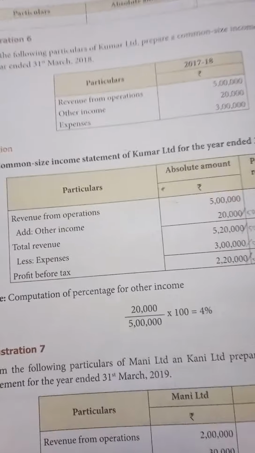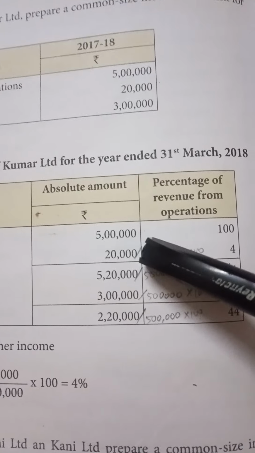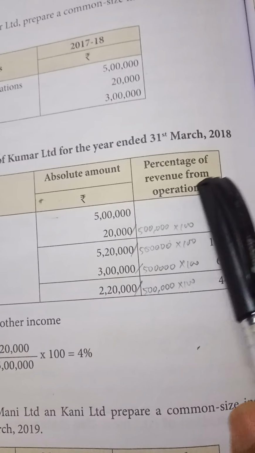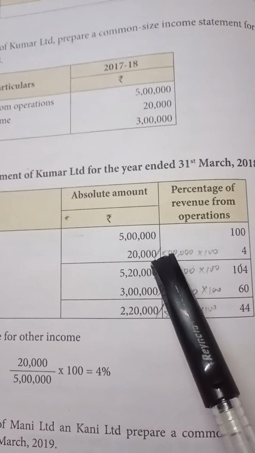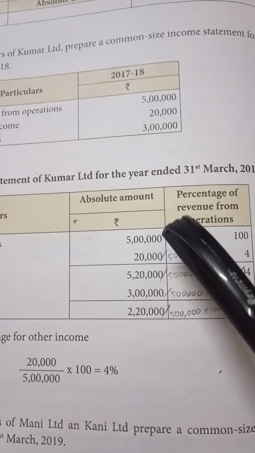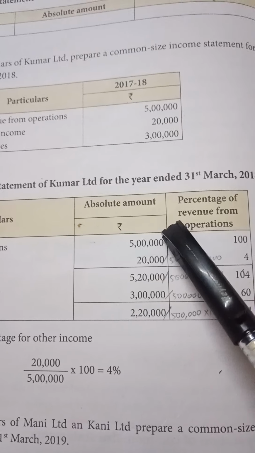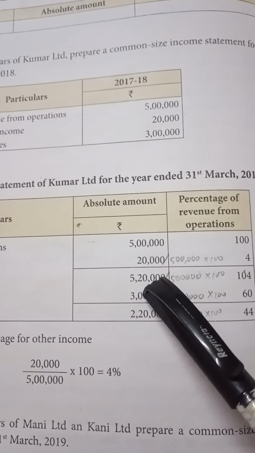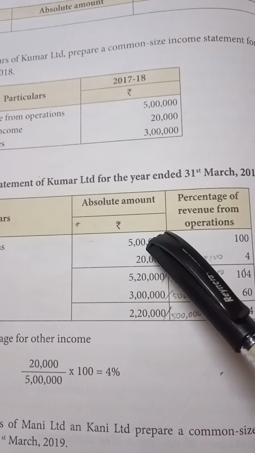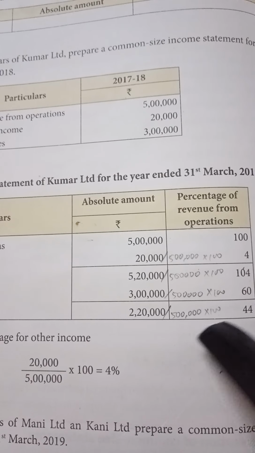So how to compute your percentage is, always we have to take up revenue from operations as the base, which is 100. Okay, now other accounts are to be calculated based on the revenue from operations, that is 20,000 divided by 5 lakhs into 100, 5 lakh 20,000 divided by 5 lakhs into 100, 3 lakhs divided by 5 lakhs into 100, 2 lakhs 20,000 divided by 5 lakhs into 100.